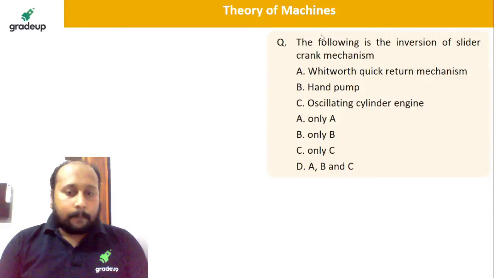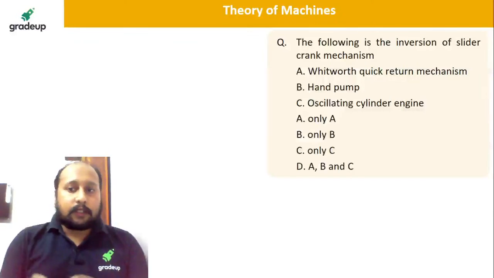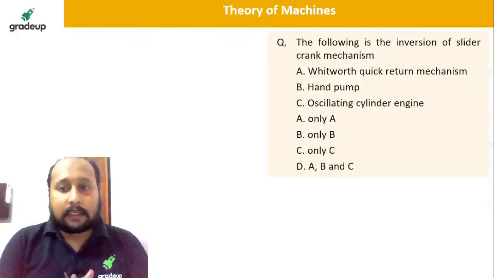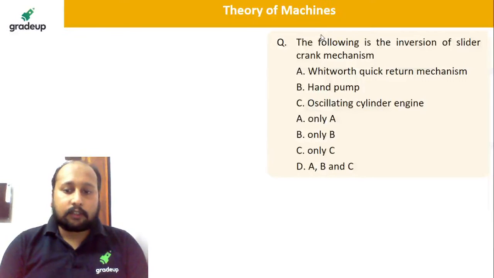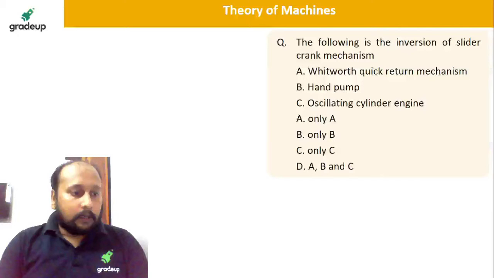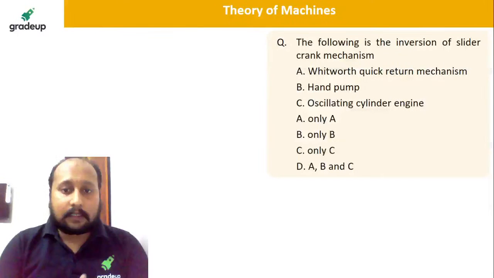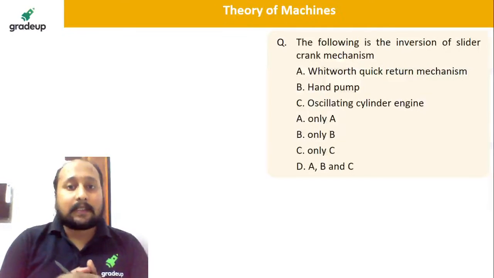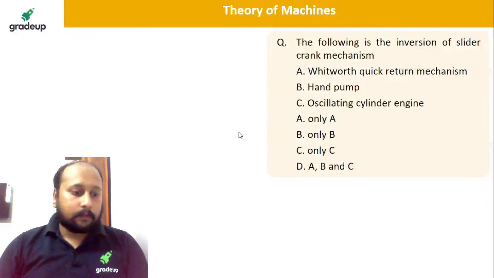The first question is, which of the following is the inversion of a slider crank mechanism? So we are having options. Which of these is the inversion of a slider crank? Very easy question. Option A, option B, option C, or option D? I need quick responses because now we'll be having a rapid fire marathon series. So more number of questions should be discussed in a less time period. So option A, B, C, D.